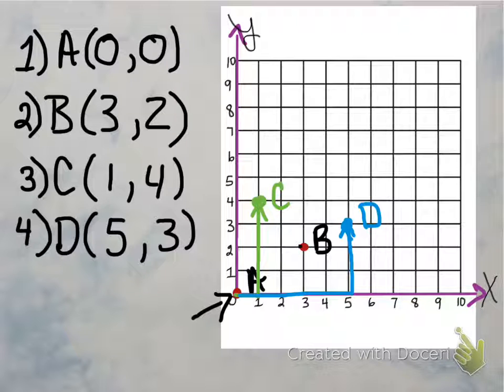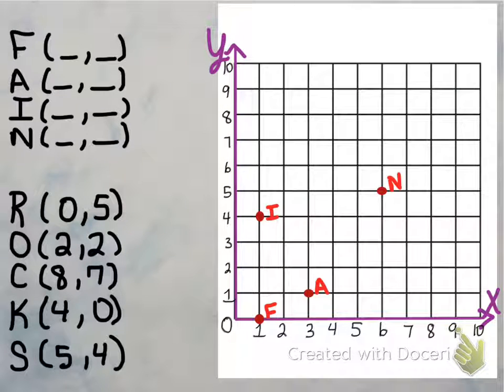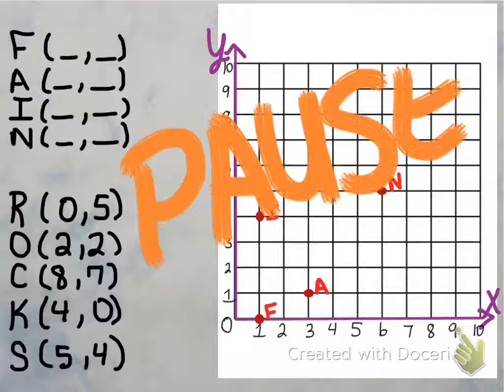Now it's time for some on your own. All right, to do this, you will need to set up another coordinate plane as you see here with these points. You are going to name the points F, A, I, and N, and plot points R, O, C, K, and S on your coordinate plane. Once you've got that set up, please pause the video and come back once you're finished to see how you did.